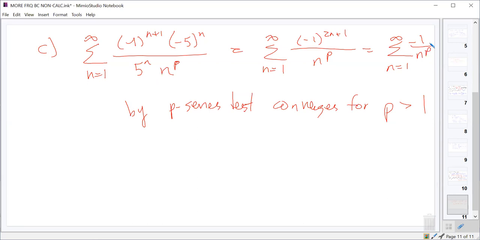And that was worth 2 points. So 1 point if you got down to this simplification, and 1 point for the statement about p-series test proving that it converges for only p greater than 1.